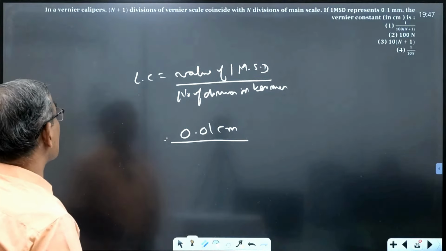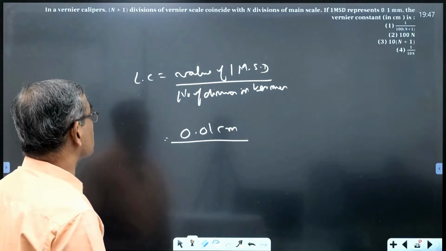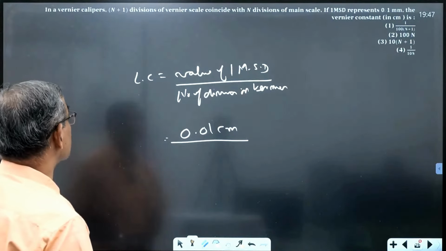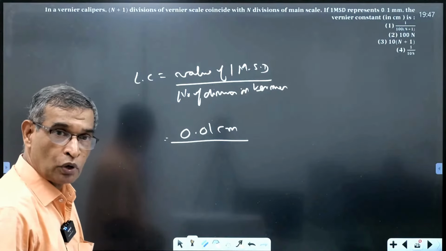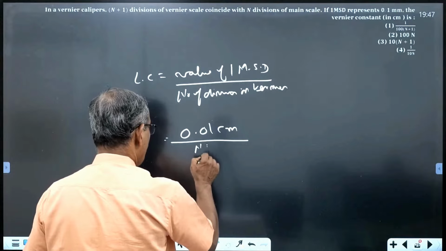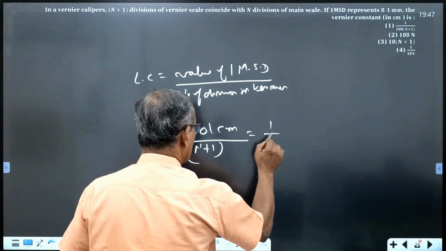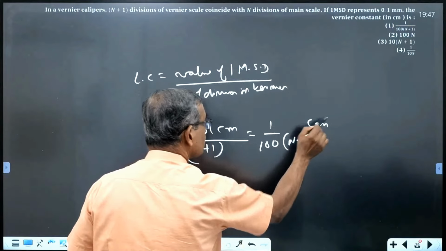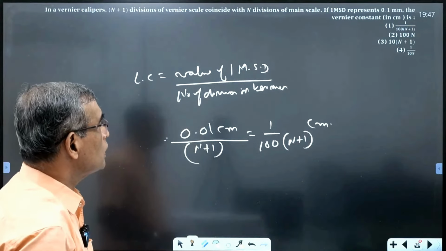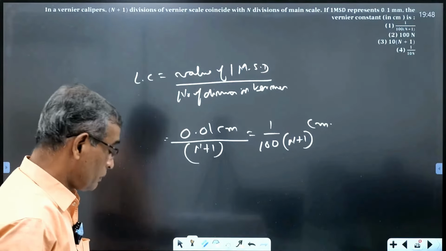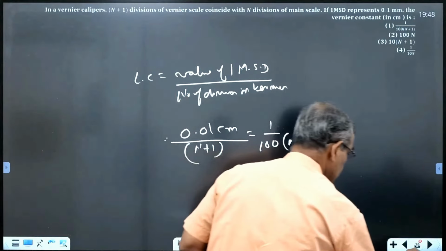There are n plus 1 divisions of the vernier scale that coincide, so the number of divisions on the vernier is n plus 1. It is 1 by 100 centimeter. Therefore, it is 1 by 100 n plus 1, and the option is equal to 1. Go to the next question.